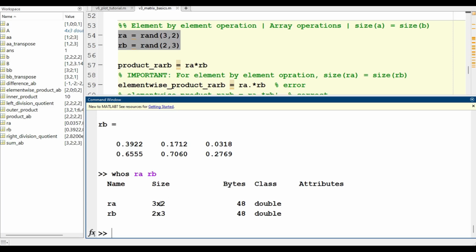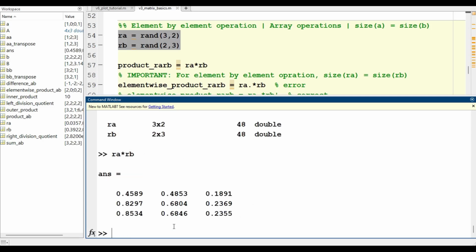For the multiplication of the matrices, the number of columns in the first matrix should be equal to the number of rows in the second matrix. So this is true for these matrices also. Therefore, if we find the normal product of the matrix RA and matrix RB, we get a 3 cross 3 matrix. On the other hand, we can also do element wise multiplication of RA and RB, and the result is going to be different.